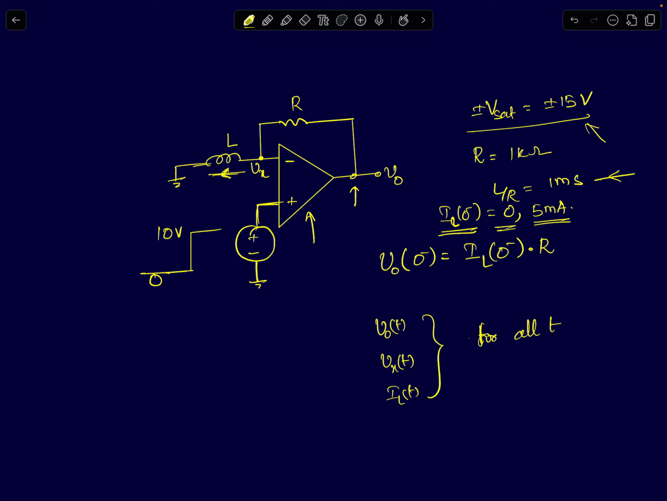So we have to do the same exercise. We'll have to find out what is the output voltage for all time, what is the inverting node voltage, which happens to be the virtual node, for all time, and also what is the inductor current. The direction of current is shown here in this way, IL of t for all time.